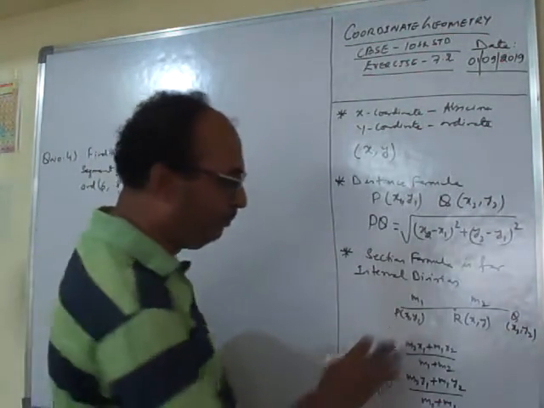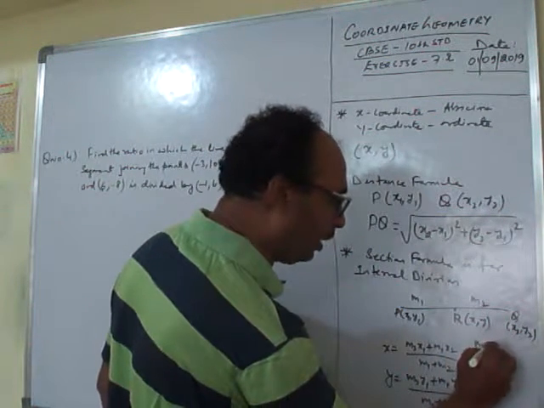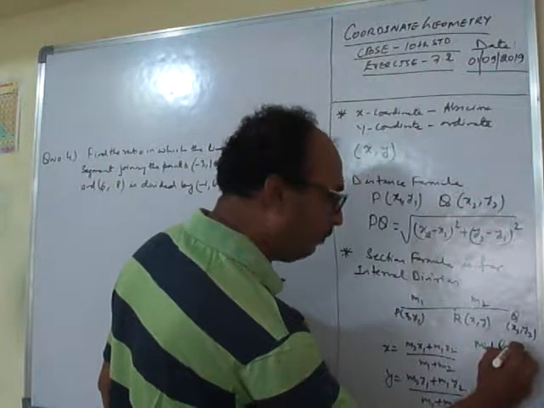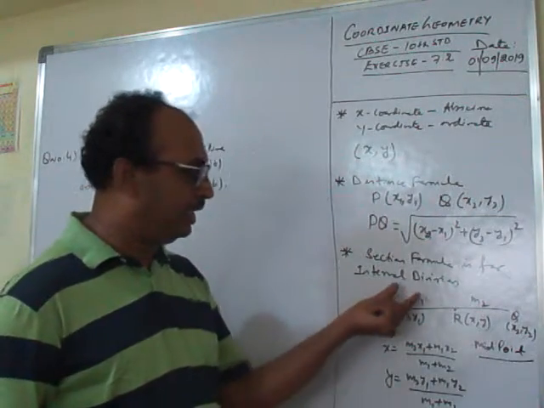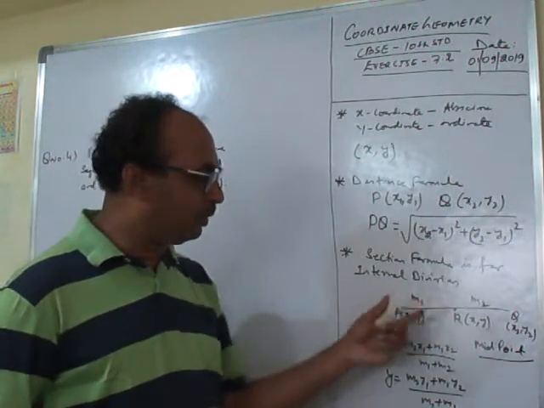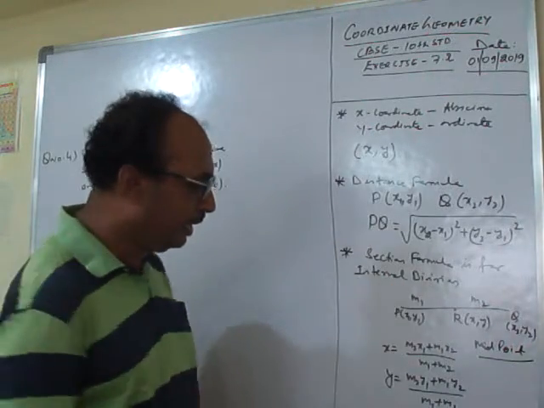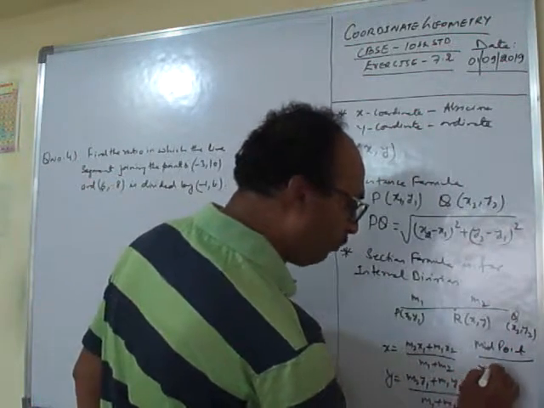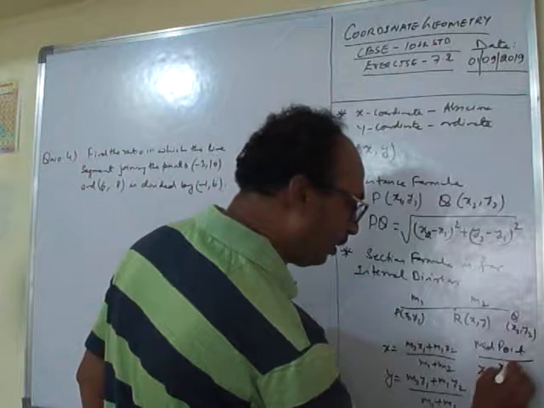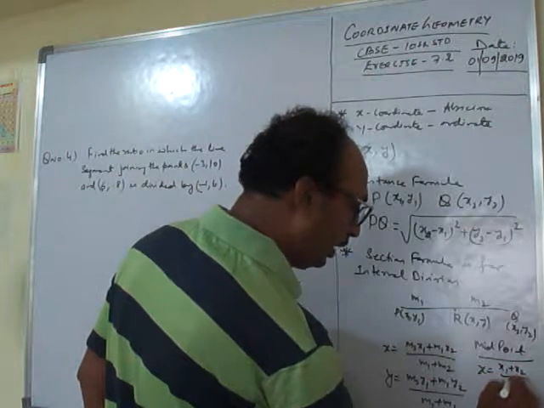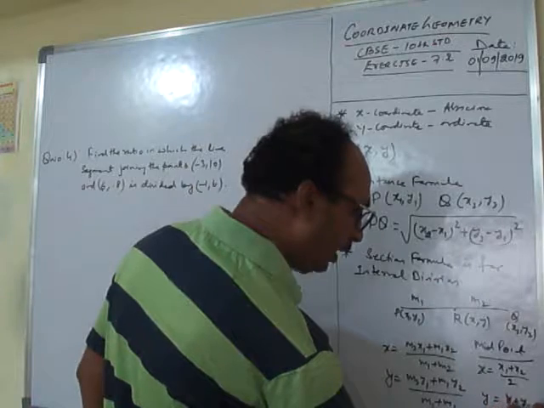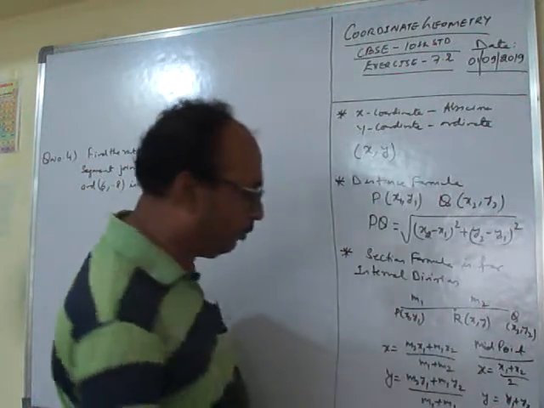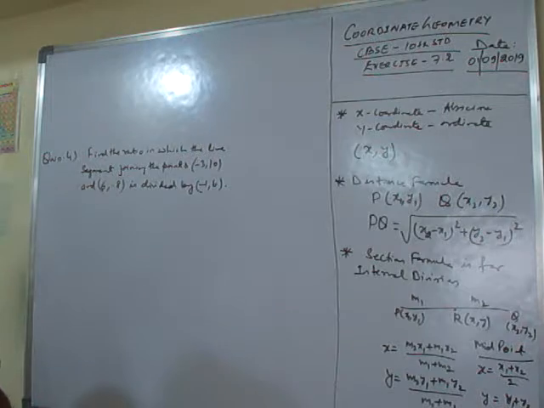Here itself, if we want to find the midpoint formula, when this point R is at the midpoint, R divides this line in the ratio 1:1. In that case it is easy to find: x will be (x1 plus x2) by 2, and y will be (y1 plus y2) by 2. It is very easy to find the midpoint formula, and the same we are going to utilize here.